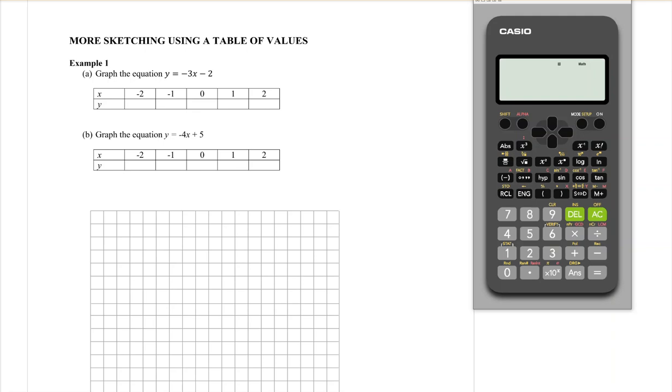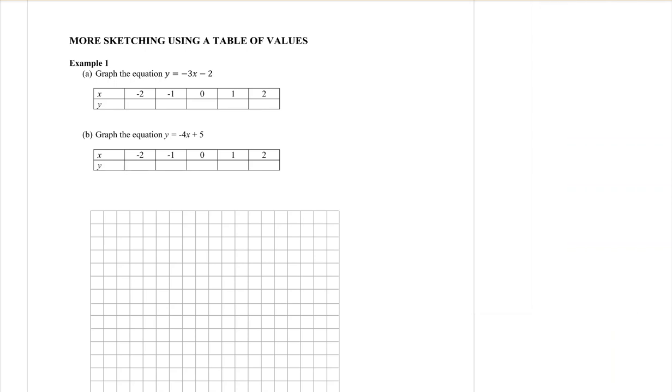Today we're doing more sketching using a table of values. You'll see in the equations that we're using today we have some minus signs in front of our x's. First of all we want to use our calculator to fill in the table. Our first equation is y equals minus 3x minus 2.